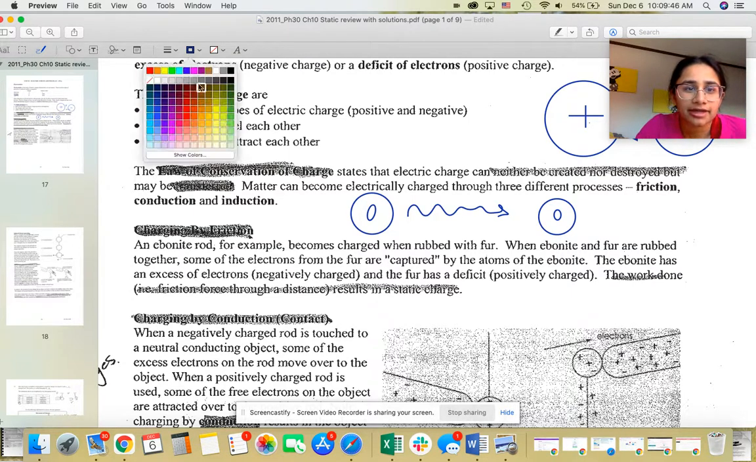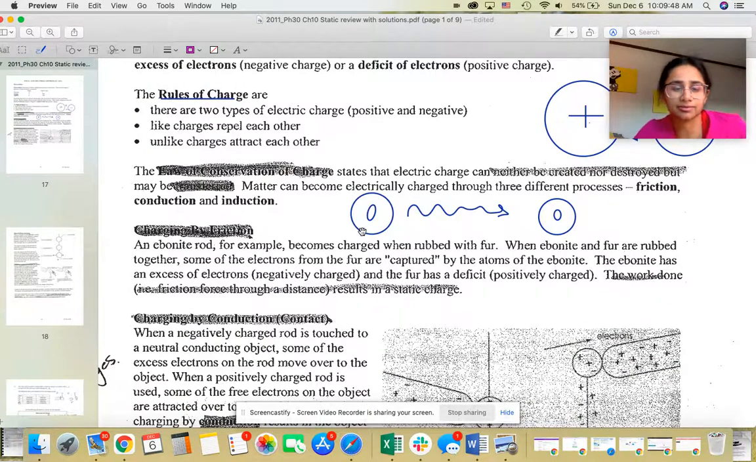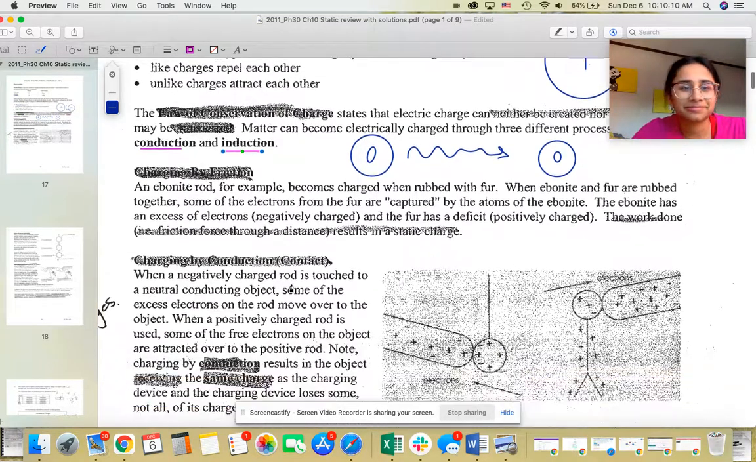Another thing we should probably touch on is how these objects can even become charged. How do they get these different types of electrons moving into each system? There are three different processes that allow for that to happen. The first one is friction, the second one is conduction, and the third one is induction. We're going to be talking about each one.